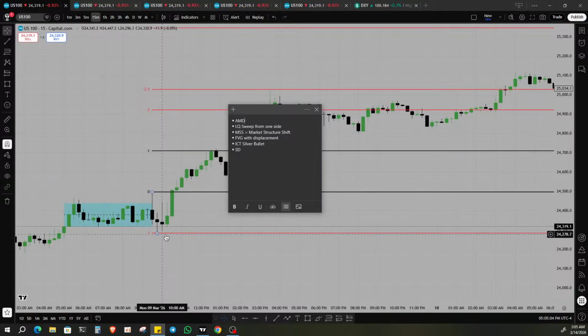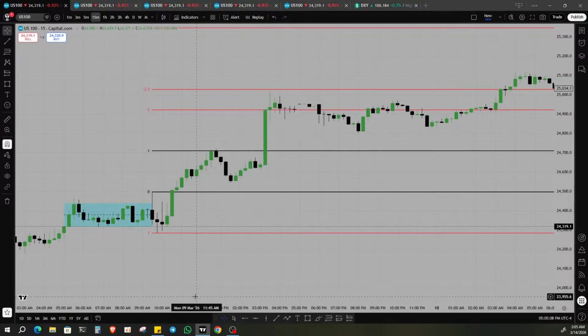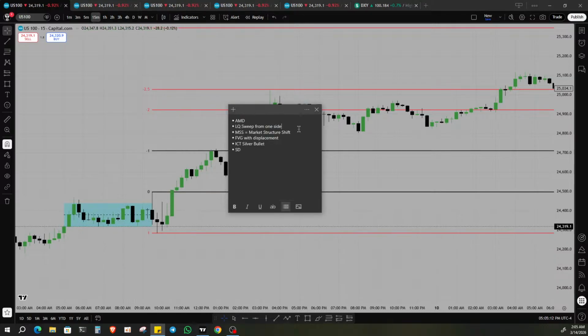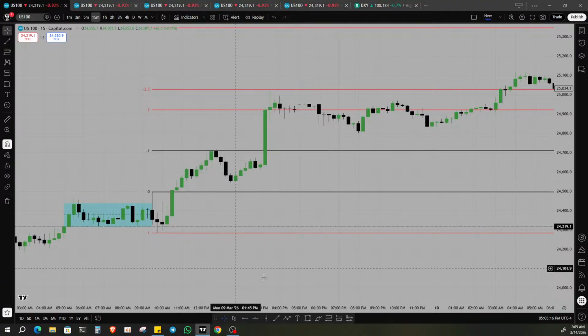Manipulation, which happened here. Then one side again, market structure shift. Okay, and then again we needed a fair value gap with displacement, MSS market structure shift, then fair value gap and displacement. I'm gonna mark the fair value gap here, this to this point. See, market respected this level.